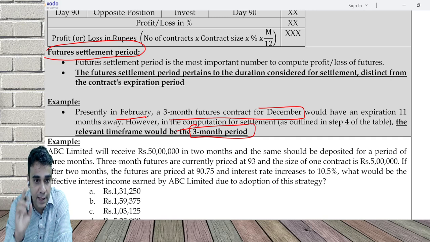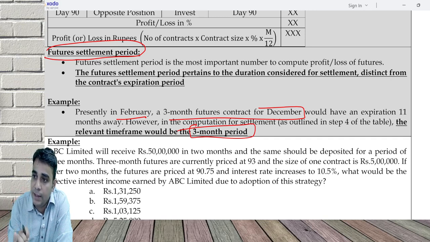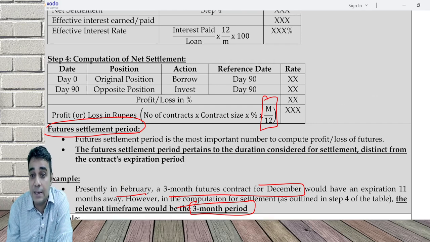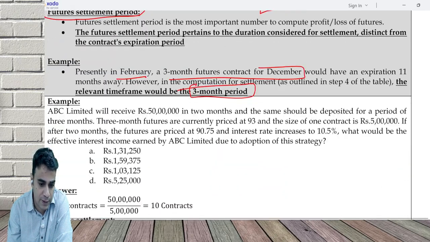Understood the difference? There's something called a future settlement period and there's something called an expiry period of the contract. The expiry period is when the contract will expire. What is the future settlement period? You do this calculation, you need to do into something. That into something is the future settlement period. We'll understand as we proceed.